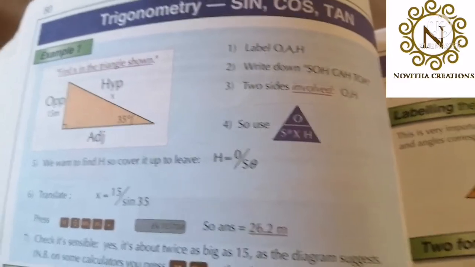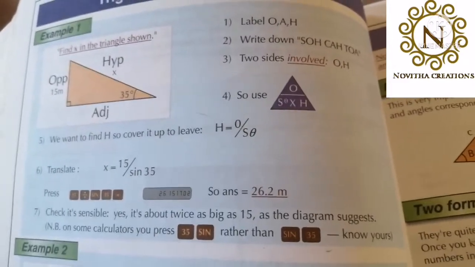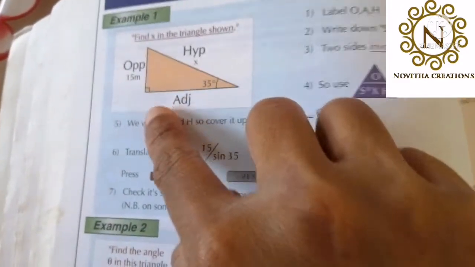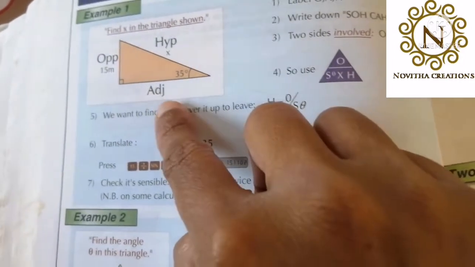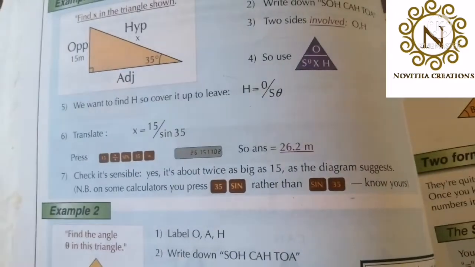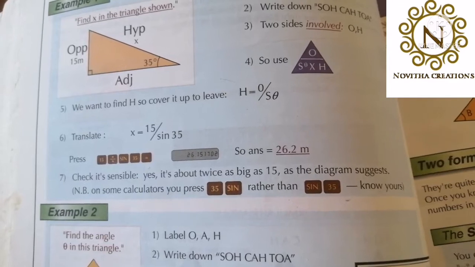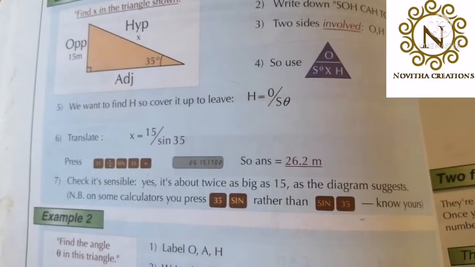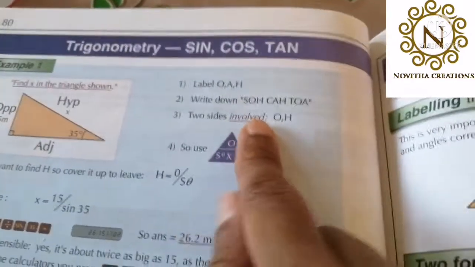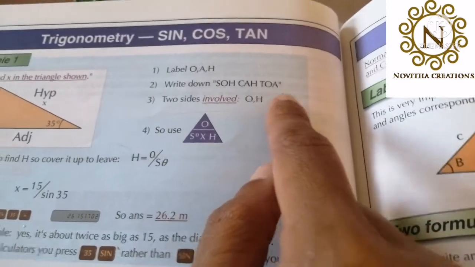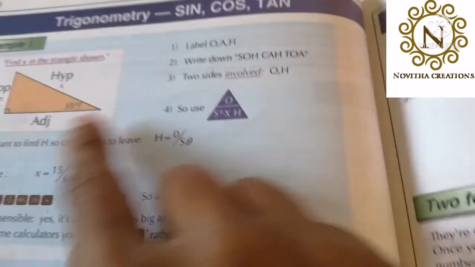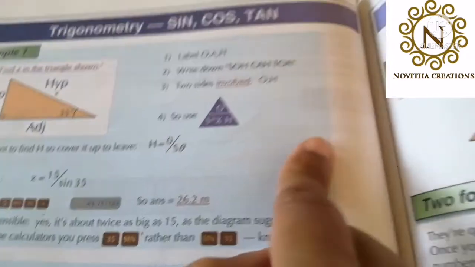Now we will see some trigonometry exam style questions. Example 1: find x in the triangle as shown. They have given opposite and angle. They didn't give H and adjacent, so we need to find it. First we need to label hypotenuse, adjacent and opposite. Write down SOH, CAH, TOA. Two sides involved, which are opposite and hypotenuse.